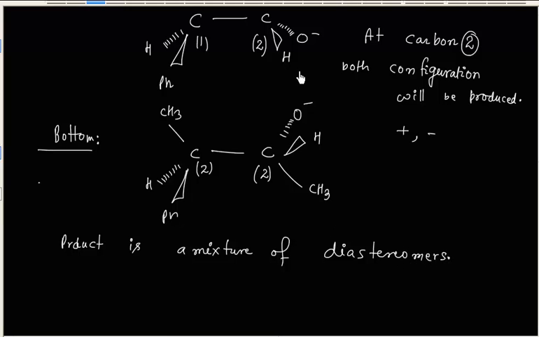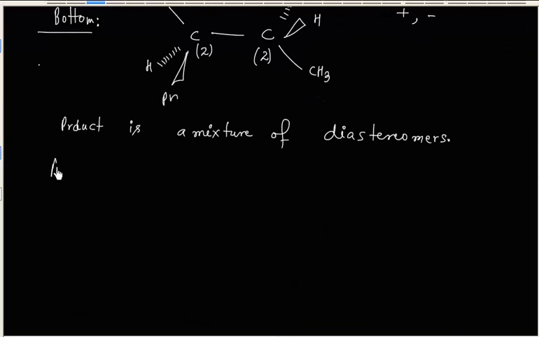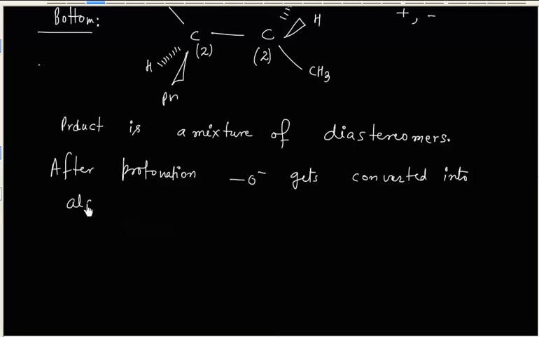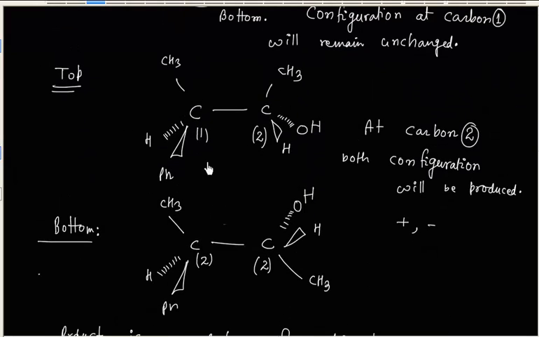Now after acidification this O minus gets protonated and will be converted into OH. So this is after protonation. So after protonation, that is the second step, O minus gets converted into alcohol. So in this reaction basically we are getting a pair of diastereomers.